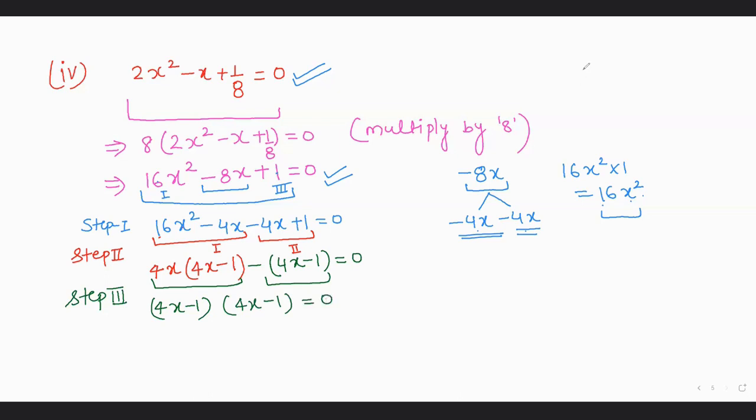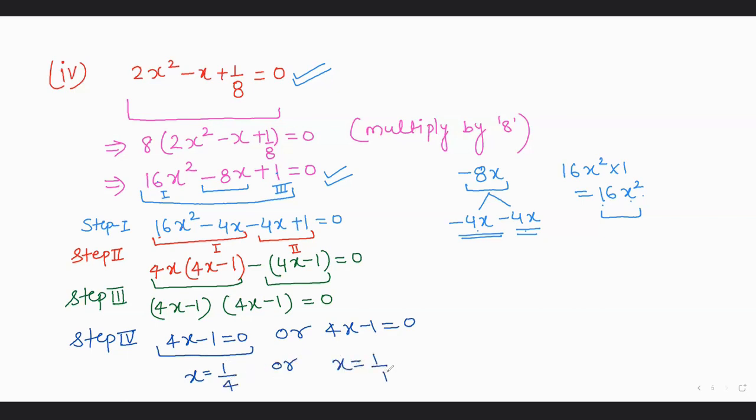So now students, it is easy to visualize the factor from step 3, that either from these steps, either 4x minus 1 is 0 or 4x minus 1 is 0. So from the very first, it is x equals 1 over 4. Or from the second factor, also it is 1 over 4.